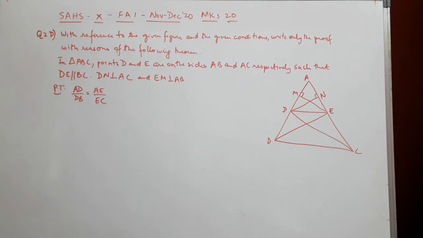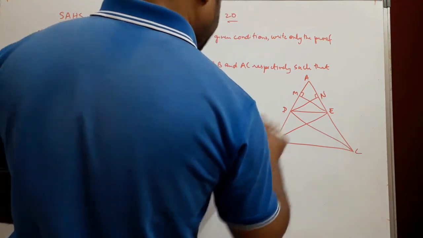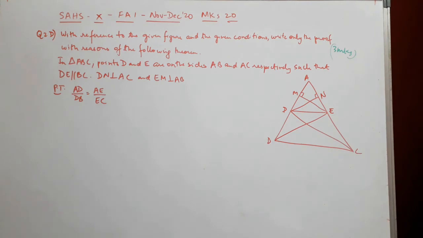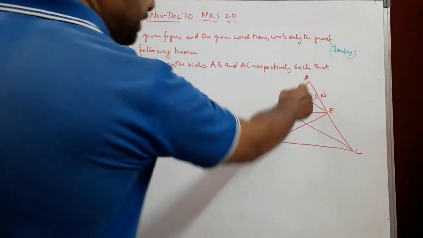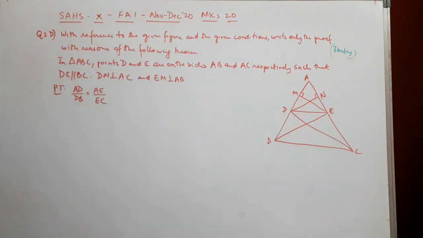Question 2D, the final question of this paper, which is for 3 marks, is our basic proportionality theorem. The figure has been given. We are informed that in triangle ABC, points D and E are on the sides AB and AC respectively, such that DE is parallel to BC, DN is perpendicular to AC, and EM is perpendicular to AB. We are asked to prove AD upon DB is equal to AE upon EC. So we will use the basic proportionality theorem to do this.